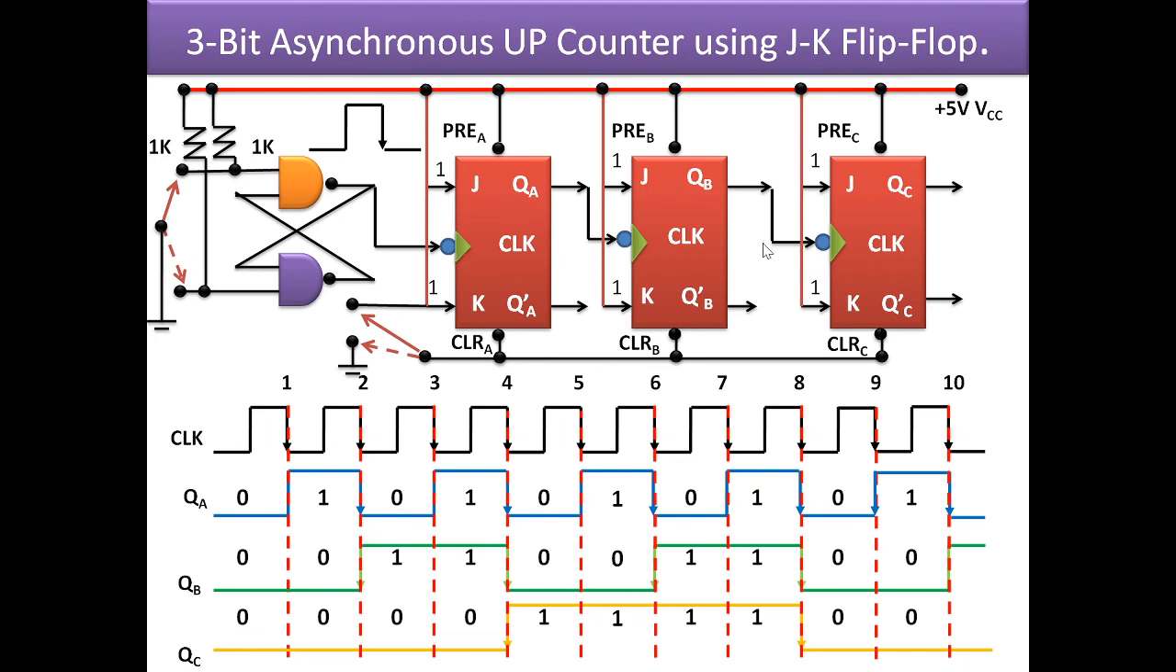So in this case, none of the flip-flops work together. Only the first flip-flop receives the clock. The clock can be provided by a manual trigger or by a clock generator, and the information propagates from the first flip-flop to the next, and from the next to the next.